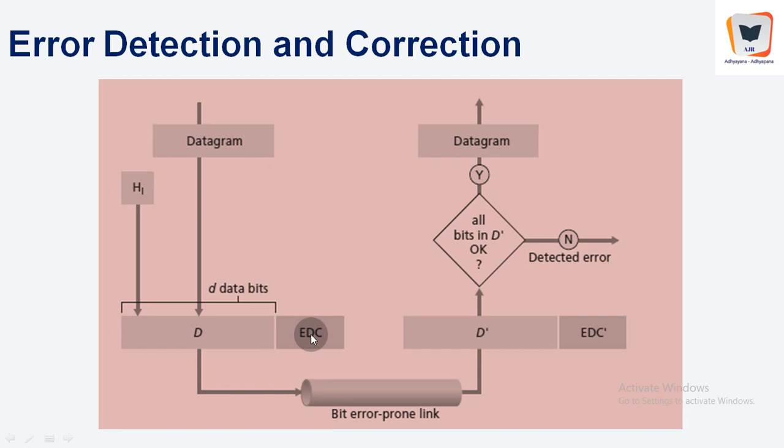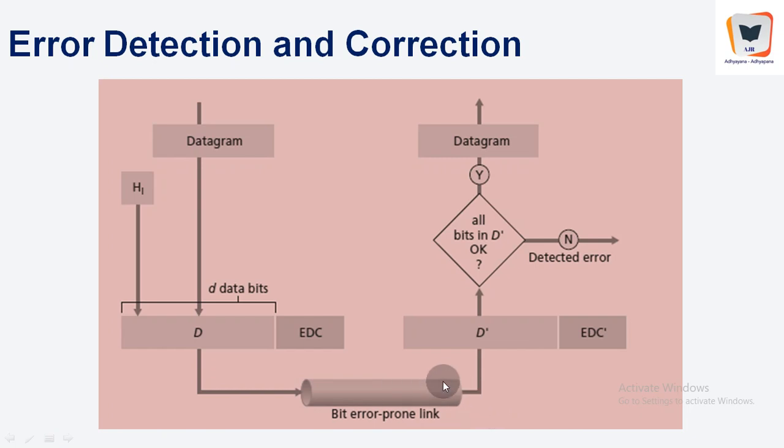So this detection and correction will happen through error detection and correction bits, or EDC, which will aid the detection and therefore the correction of errors. Typically, the data to be protected includes not only the datagram passed down from the network layer for transmission across the link, but also link-level addressing information, sequence numbers, and other fields in the link frame header. Both D as well as EDC are sent to the receiving node in a link-level frame, through this bit-error-prone link.